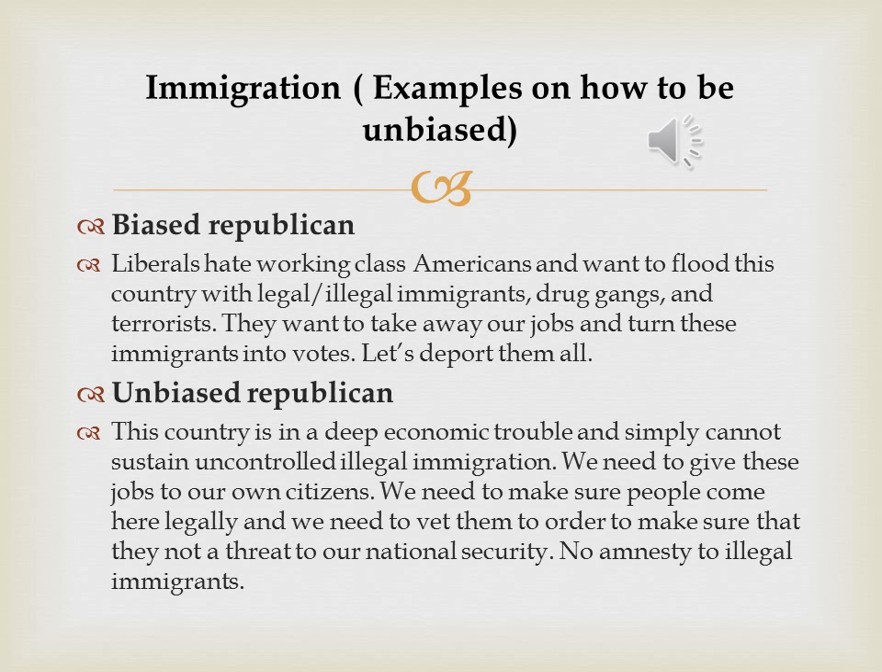Immigration. Examples on how to be unbiased. You know, guys, when I started this video, I wanted to discuss an idea on how to be unbiased, how to be more open-minded. And in order for us to do that, we need to look at some examples on how to be unbiased. And let's take a look at this issue. The issue is immigration. Immigration is a very, very divisive issue for both Republicans and Democrats. And if someone is very biased about that issue, they're not going to be open-minded to opposing views. And that's what we want to avoid.